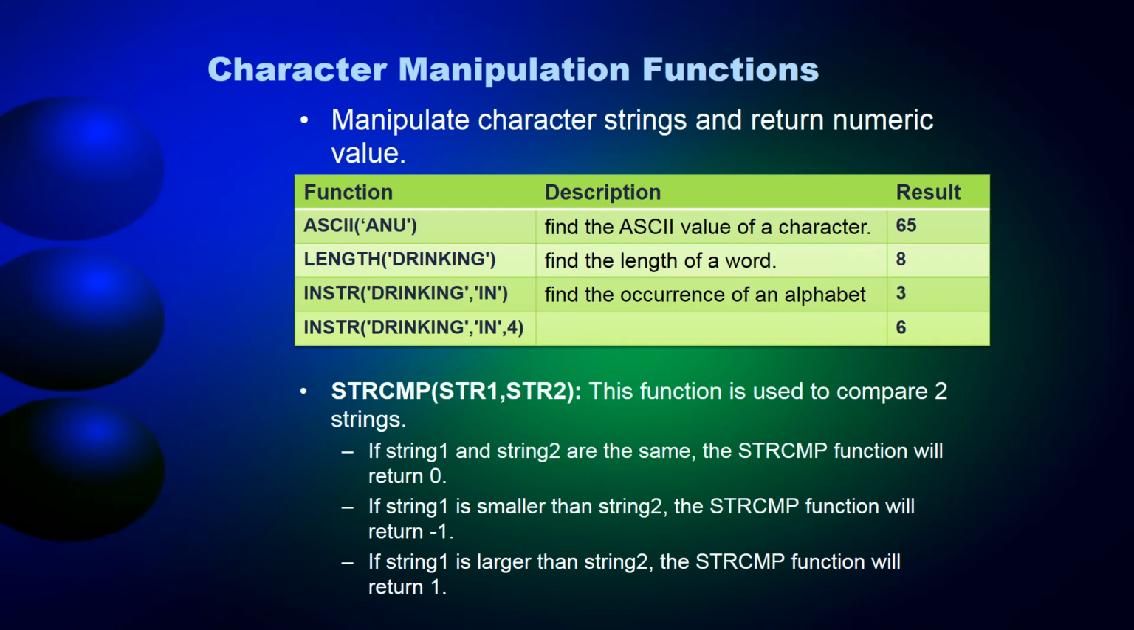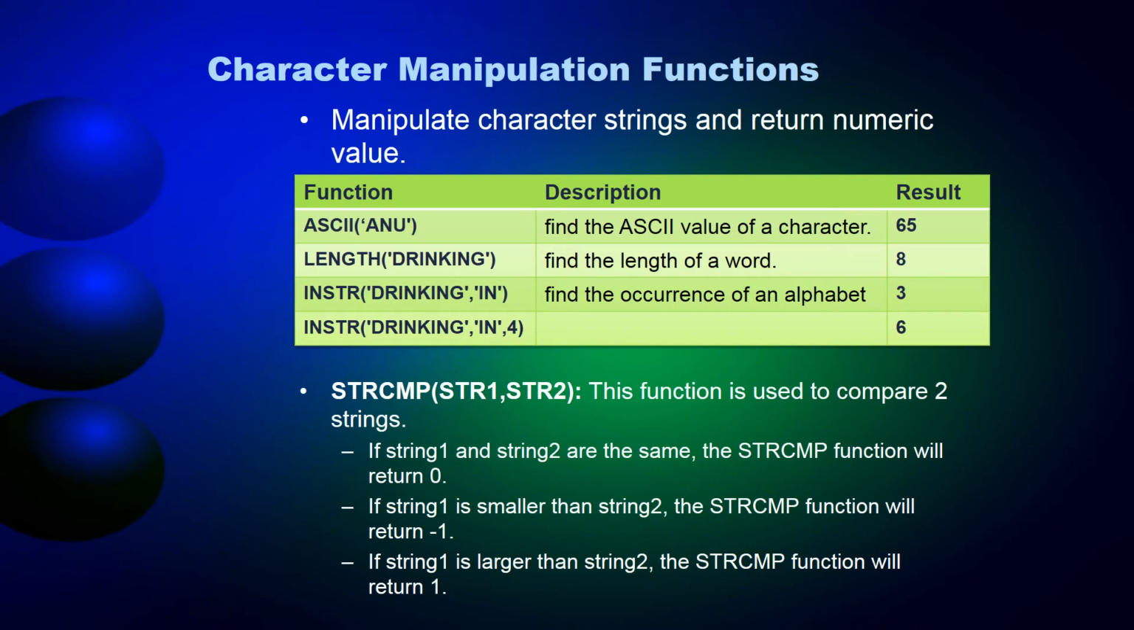Next function is length of drinking. This finds the length of a word. The length of the word is 8, so it will return the value 8. Next function is INSTR of drinking, comma IN. This function will find the location of a substring. The substring is given as IN, and it finds the location of that substring in the main string drinking, so it will return 3.